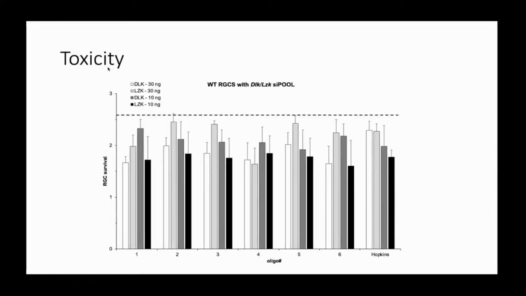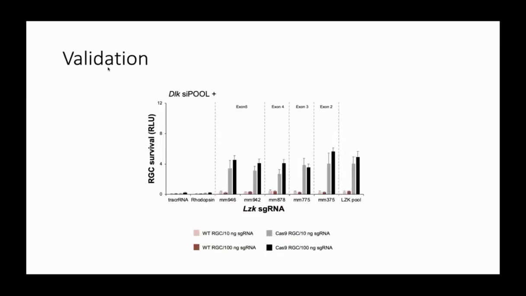So does this whole system work? Well, the first thing we had to show was that the system wasn't toxic. We were delivering RNAs that were approximately 100 nucleotides long. And so using the primary retinal ganglion cells, we showed that in general, there was no non-specific activity of the gRNAs. They weren't toxic. Next, we made a series of gRNAs against DLK, right? Because that was our positive control. And we tested different amounts. And what we showed is that these gRNAs, when you put them into primary retinal ganglion cells isolated from wild-type mice, do not increase survival because there's no Cas9 to do CRISPR editing.